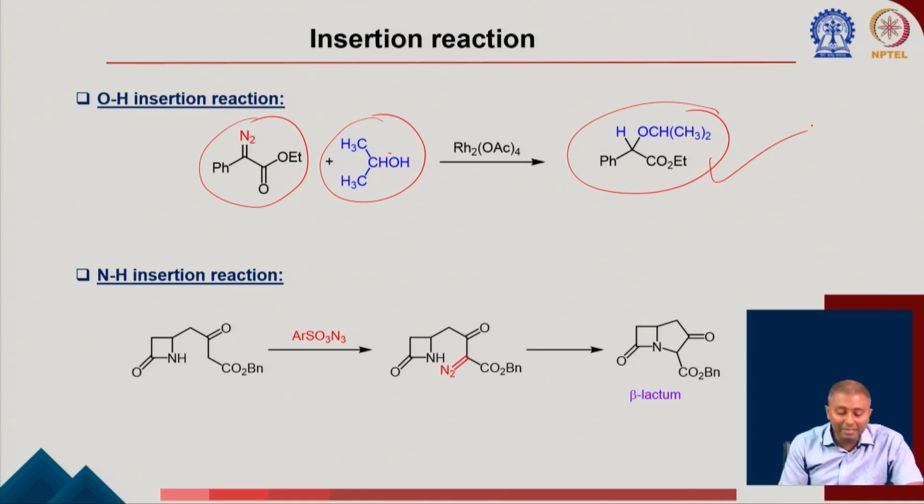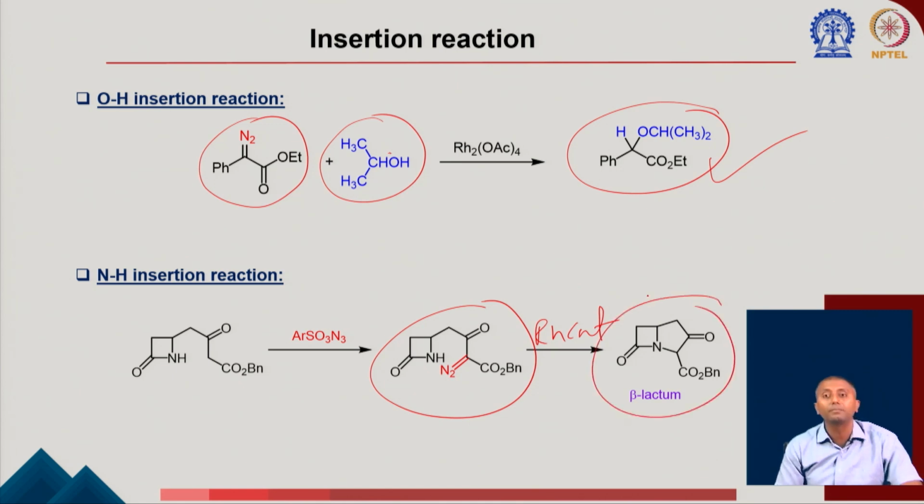There is an N-H insertion happening here after forming this corresponding diazo compound. Once you treat with the rhodium catalyst, what is happening? Again you can see this nitrogen has a lone pair which can give electron density to the corresponding rhodium carbene, and then this minus can catch this H to form this corresponding beta lactam. Okay.